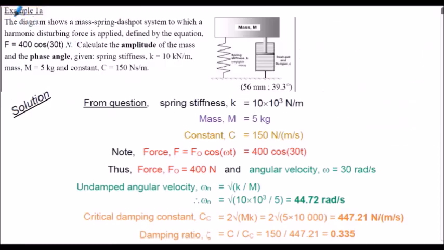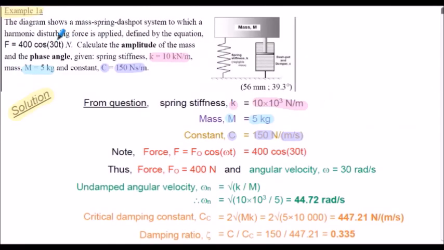So example 1a, here's the worked solution. The spring stiffness K is 10 kilonewtons per meter, so that's 10 times 10 to the 3 newtons per meter. The main mass, capital M, is 5 kilograms. The damping constant C, 150 newton seconds per meter. I've written that as 150 newton per meter per second. It's the same unit, it's written a different way.